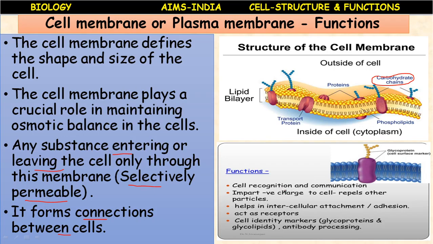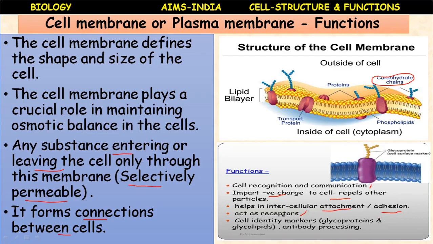So cell recognition and communication is one of the important functions of the cell membrane, and it imparts a negative charge to the cell, which repels other particles. So it also helps in intercellular attachment or adhesion. It acts as receptors.